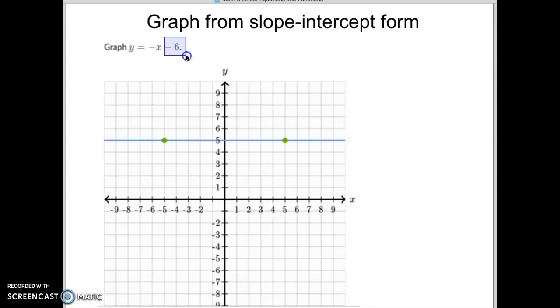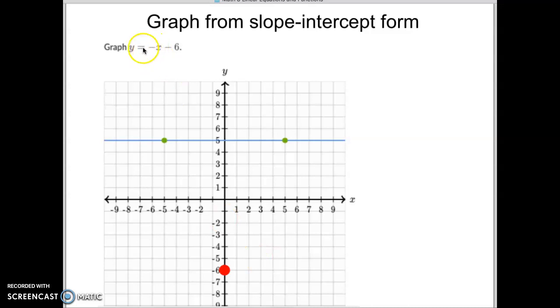So let's graph this one. We start with the y-intercept. Whenever we graph, we always start with the y-intercept. In this case, it's -6, so we're going to go down. Here's our y-axis. We need to find -6, which is all the way down here. And we're going to put our first dot right there.